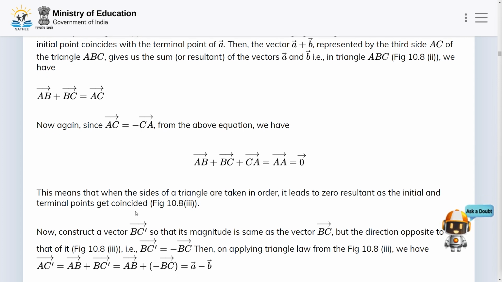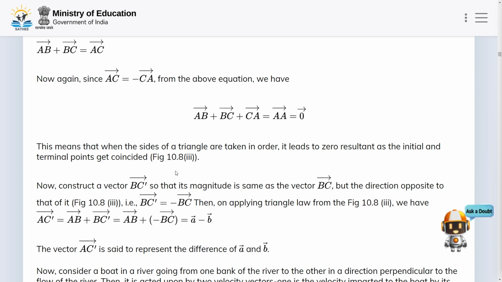Now the third figure, as we just saw, we constructed C prime, which represents BC prime vector. Its magnitude is the same as BC vector, but the direction is opposite. So that's why BC prime vector is equal to minus of vector BC. If you use the triangle law here, you will get what? AC prime vector will be the sum of AB vector plus BC prime vector. This will be AB vector plus minus of BC vector. This means your AC prime vector will be vector A minus vector B.